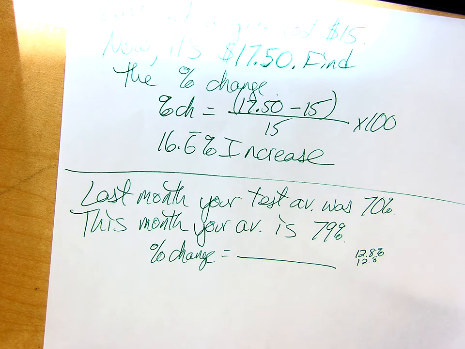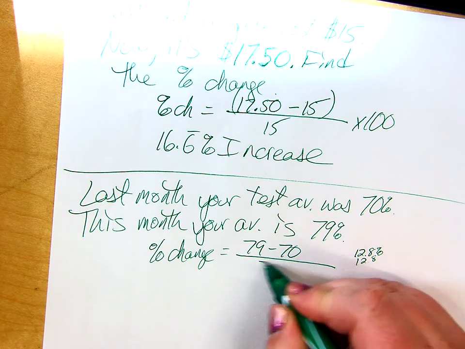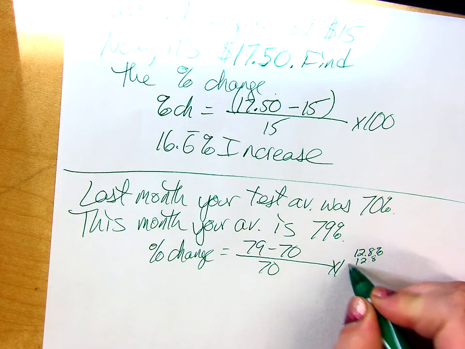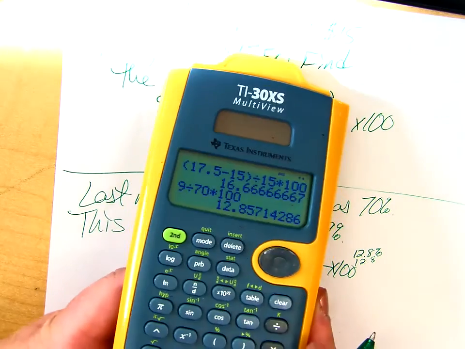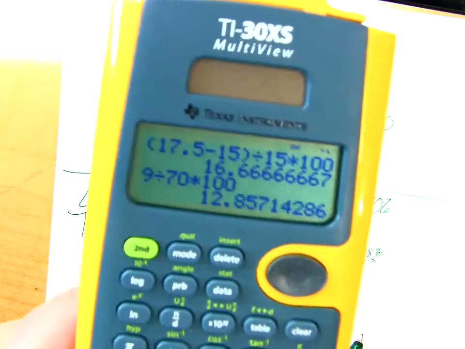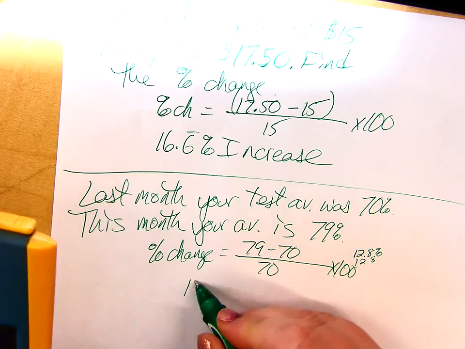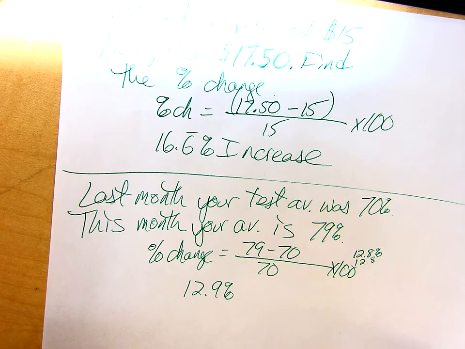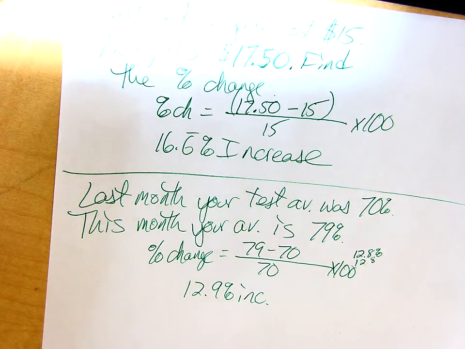All right, let's try it. So the new is 79 minus the old, 70, divided by the old times by 100. So let's see. 9 divided by 70 times 100. I agree. Almost. I would have just rounded that to a 12.9, because the next number's a 5. So 12.9%. And are we increasing or decreasing? Increase. Increase, yes. All right.